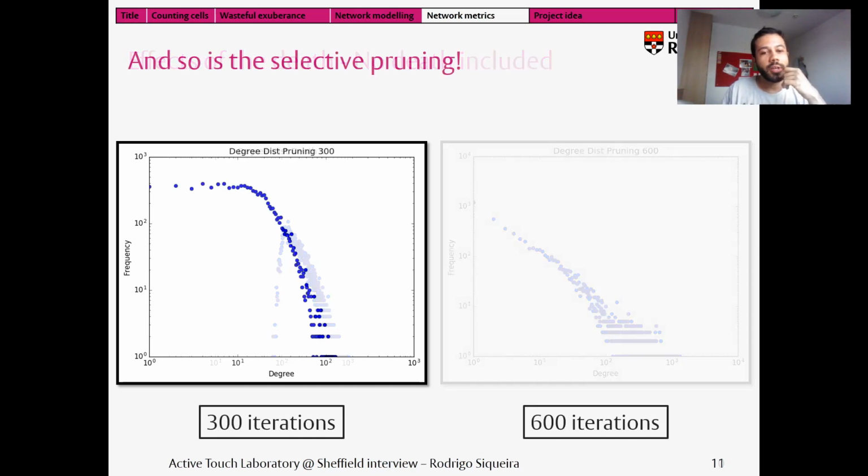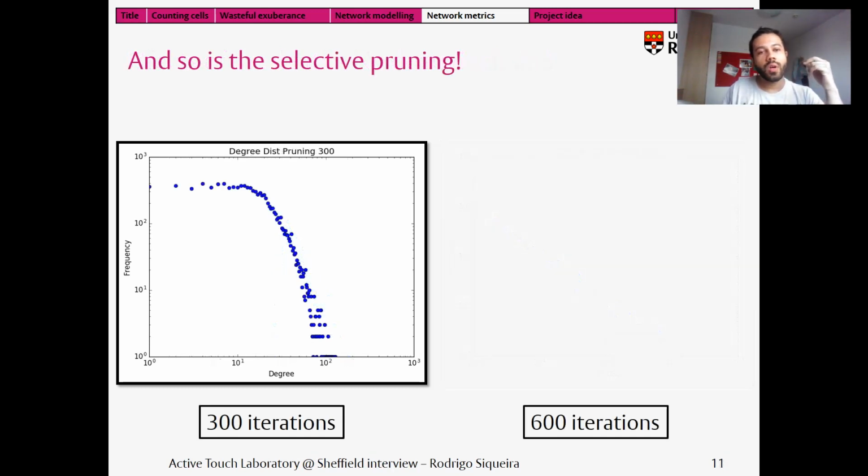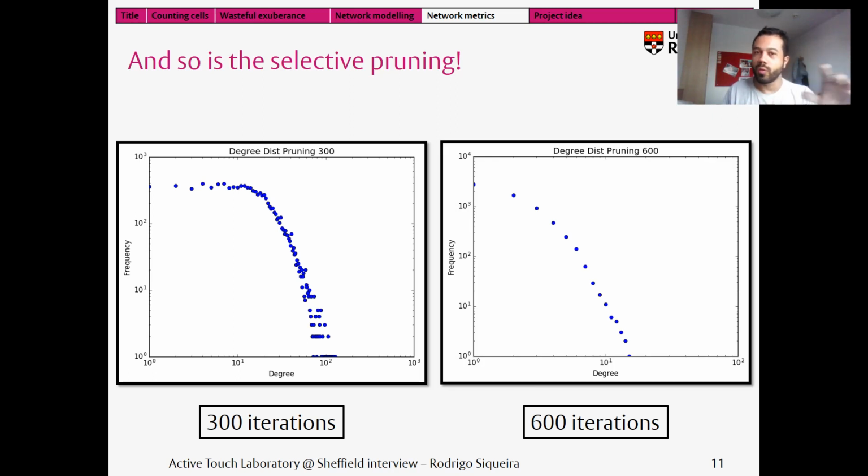So what about the pruning? If you run random pruning with 3 random interactions, the network is sparse. After 600, the connections are almost gone. So the pruning is key, but the death is not.